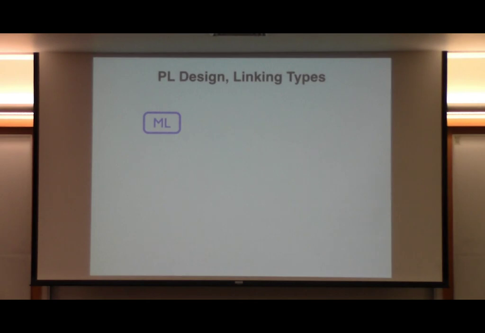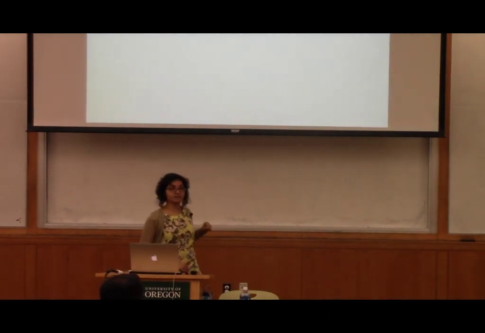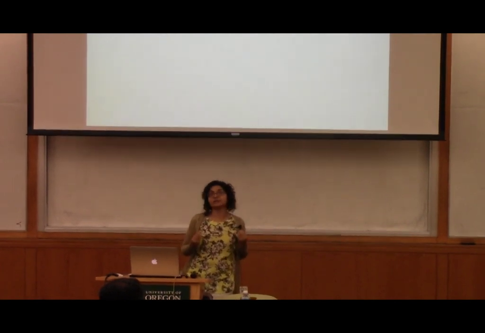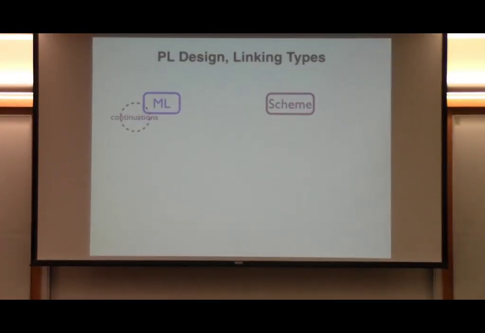So if you have ML, right? And I want to link with, let's say, Scheme. And what I'm assuming here is the same example as before. Let's say ML does not have call/cc, Scheme does. And I want to link with that threading library that I told you about. So I'm the ML programmer, and I want to link with that threading library. So if we could provide the ML programmer with a linking types extension, that's what this dotted thing is supposed to be, that has a concept of continuations, first class continuations, okay?